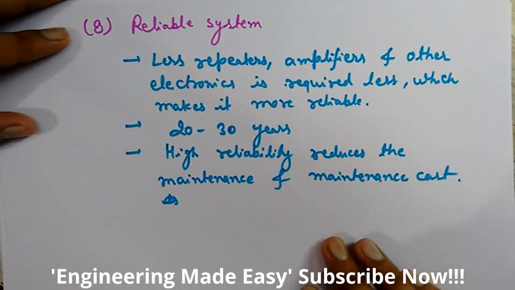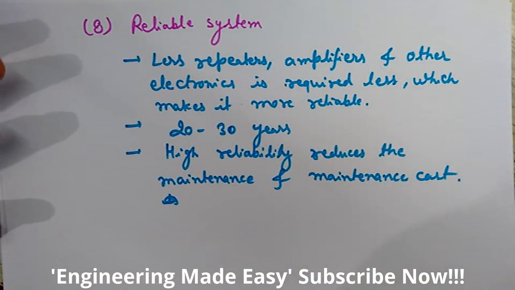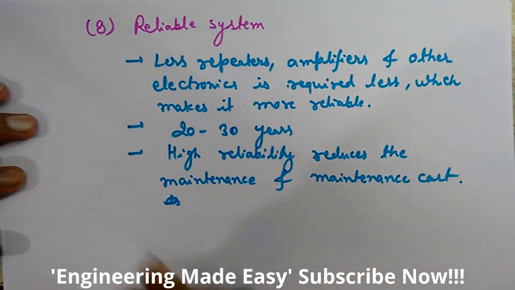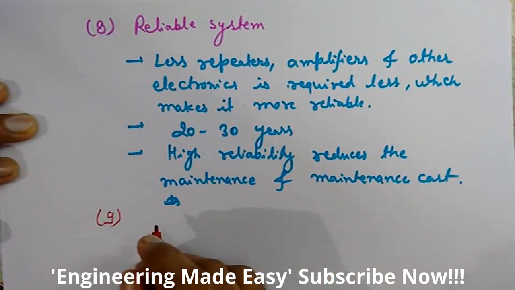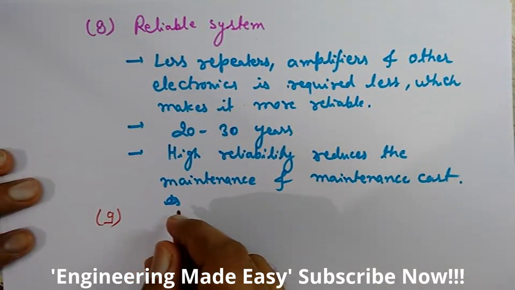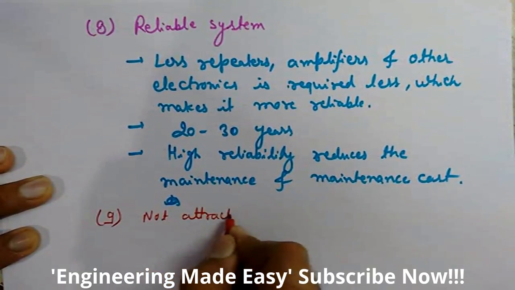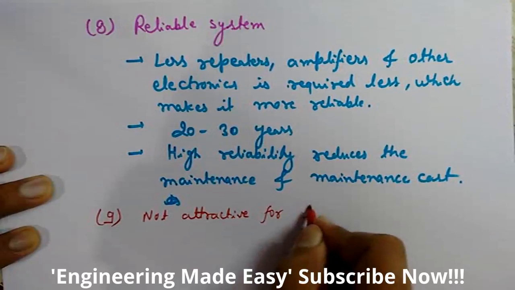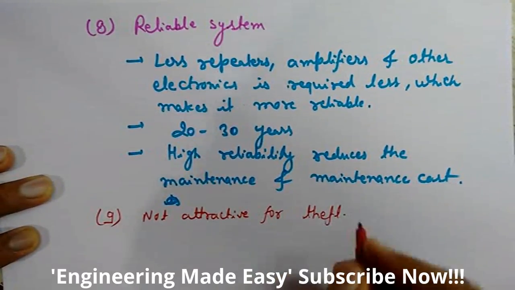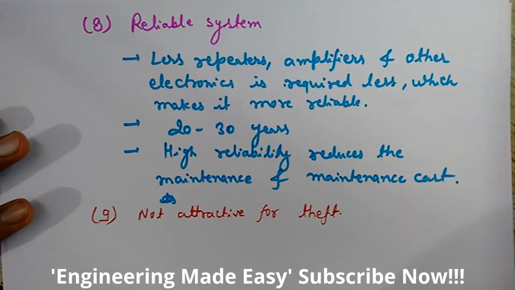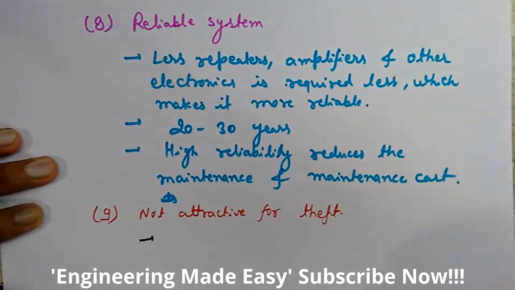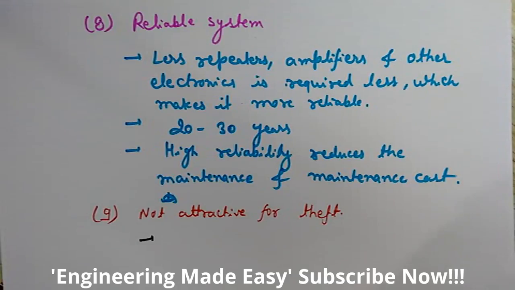Now see the ninth advantage offered by the optical fibers, which is that they are not attractive for theft. Why is it not attractive? You know the answer. As we know, optical fibers are made of silica or plastic, and silica is just sand, which is found in abundance in nature, so it is very cheap.